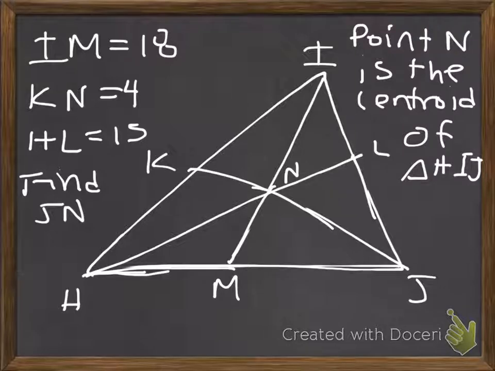For this one, you're told that point N is the centroid. So that means it's cutting it into 2/3 part and 1/3 part. So the smaller part is 1/3 of the total segment and the larger part is 2/3. So we're finding JN. It gives us KN is 4. So that's the smaller part. So to find 2/3 of it, we're going to multiply it by 2 to get that JN is 8.